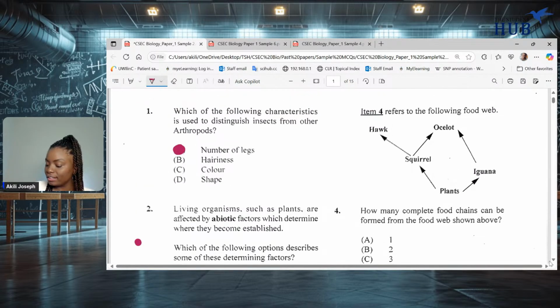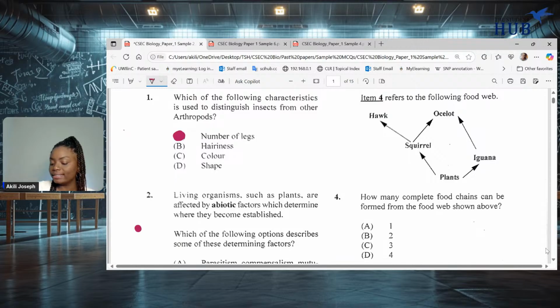Item 4 refers to the following food web. How many complete food chains can be formed from the food web shown above? Is it going to be 1, 2, 3, or 4?